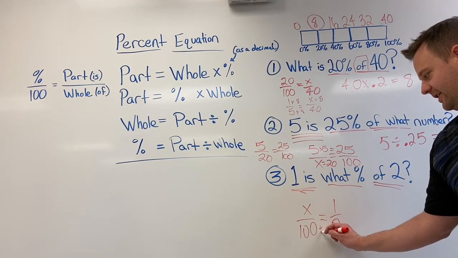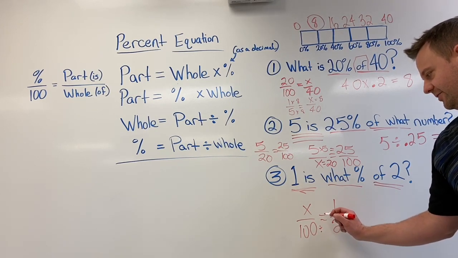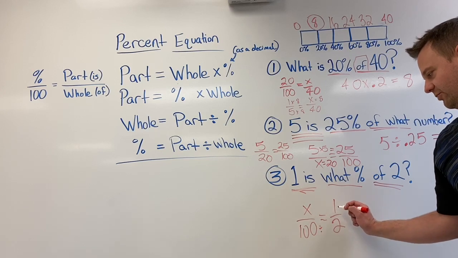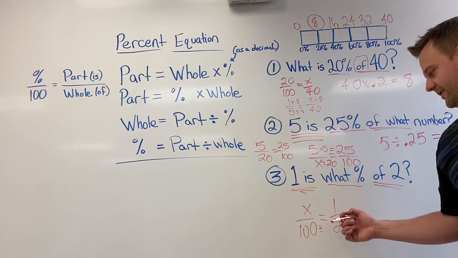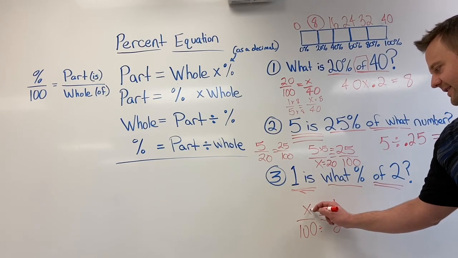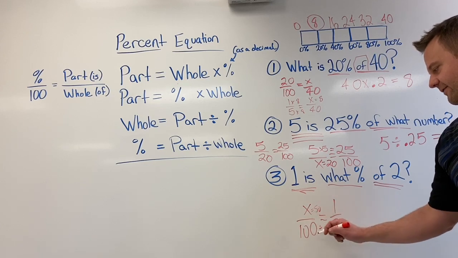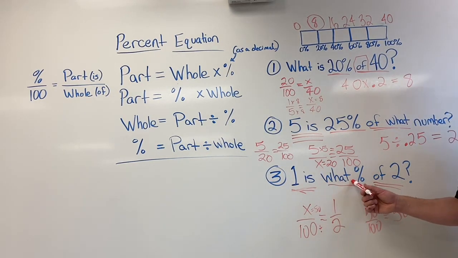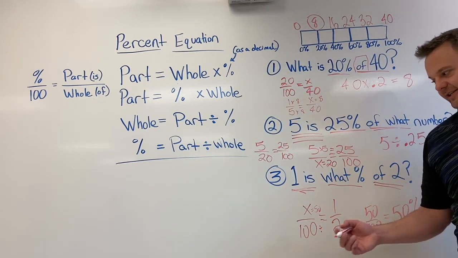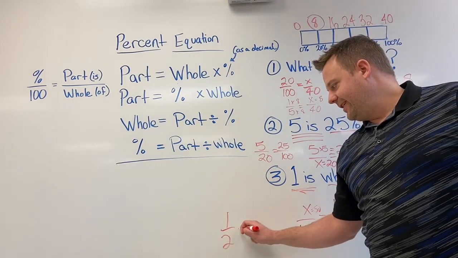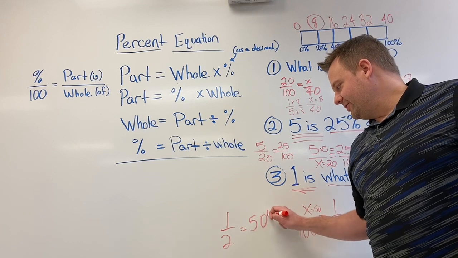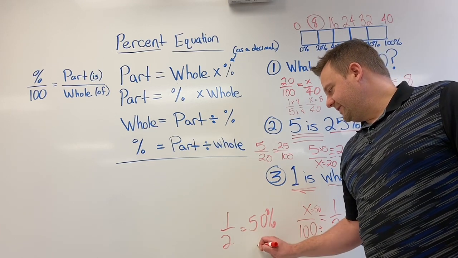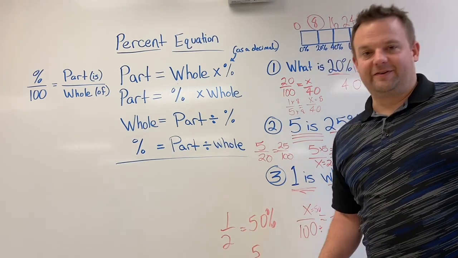So let's find the relationship here. 100 divided by 50 is 2. So what divided by 50 is 1? Well, that's right, 50. So x here is equal to 50 out of 100, which equals 50%. Therefore, 1 is 50% of 2. That makes sense because 1/2 is 50%, or 5/10.